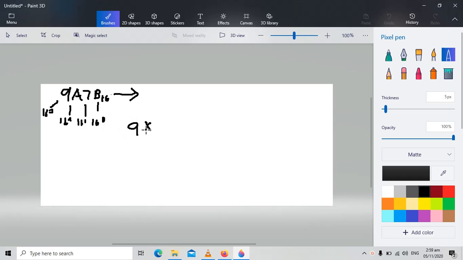9 times 16 to the power of 3, plus A, which is 10, times 16 to the power of 2, plus 7 times 16 to the power of 1, plus B, which is 11, so 11 times 16 to the power of 0. And we need to multiply these factors.